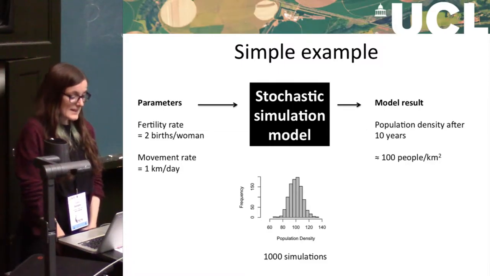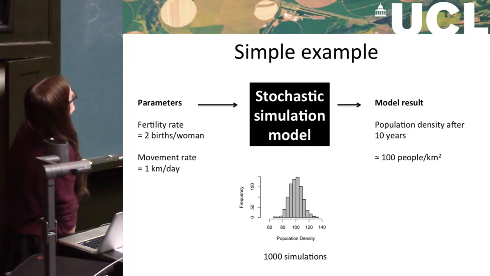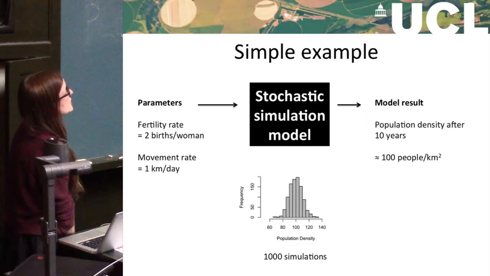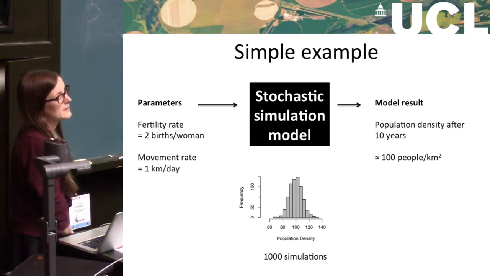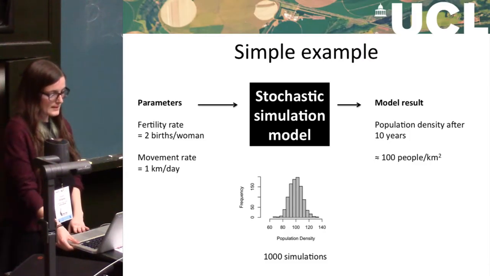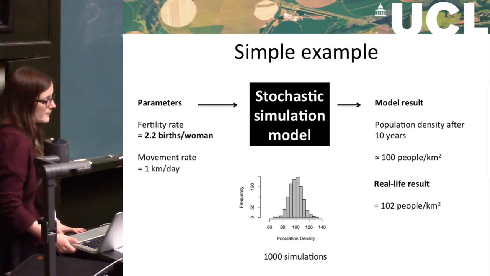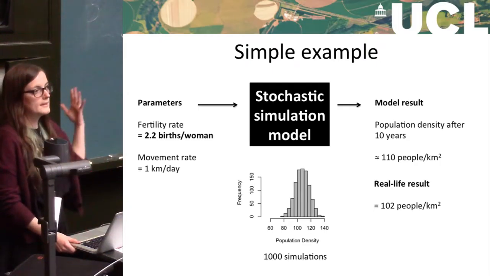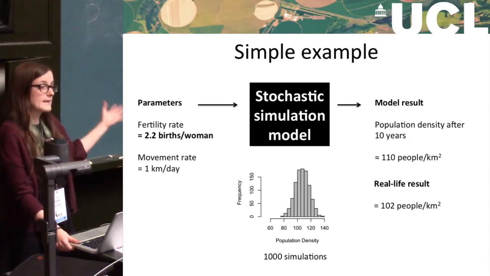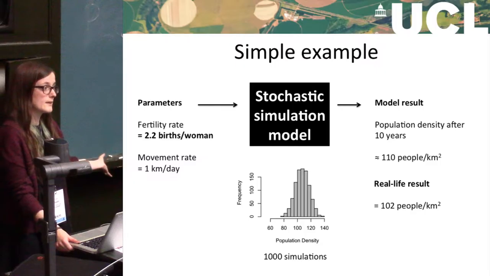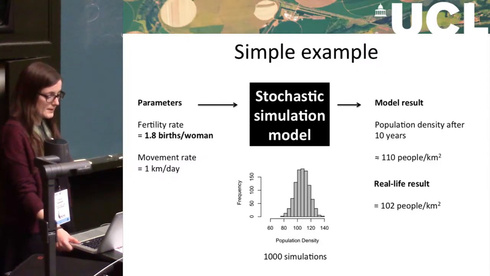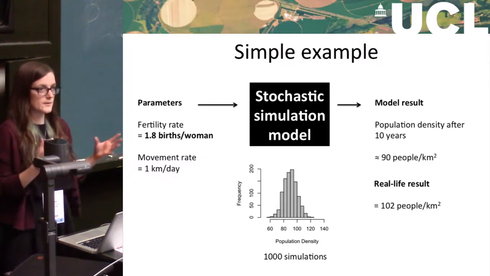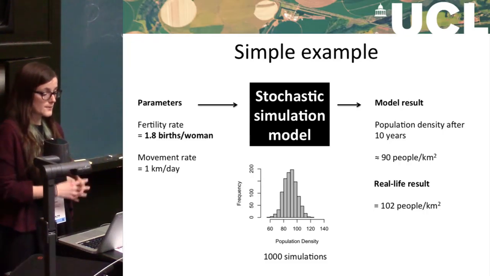But then you realize that actually you don't know the exact values for your parameters. So I say the fertility rate is 2 births per woman, but actually maybe it's like 2.1 or 2.2. So the standard approach is to vary them and run the model and see what difference it makes while fixing the rest of them at the same value. So you usually do that a few times, and that's the general parameter sensitivity approach.